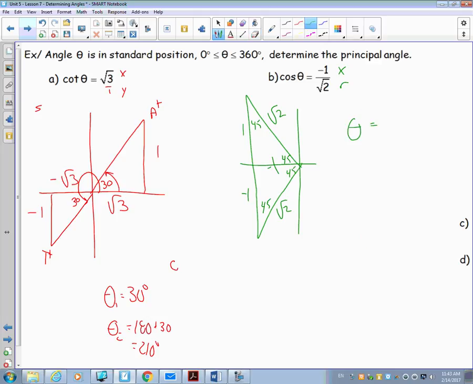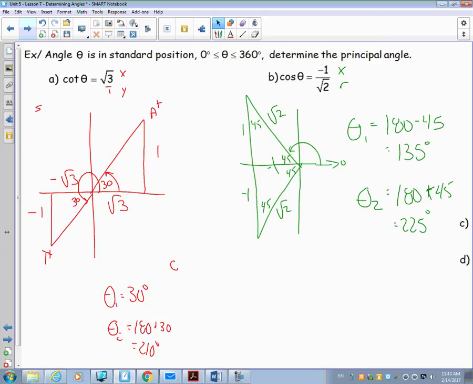Okay, what are the answers for theta this time? Theta could be, if I start at 0 and go around to here, it's not quite 180, it's 45 short of that, which is 135 degrees. Or I've gone 45 past 180, so it's 225 degrees. Those are my two choices. I've got some more we're going to try, C and D.